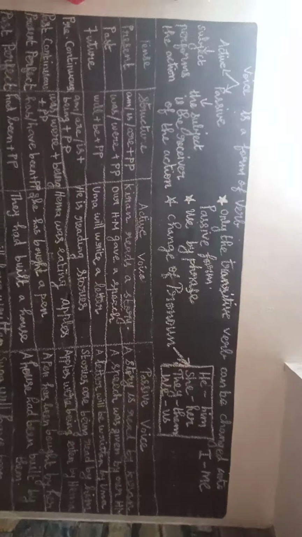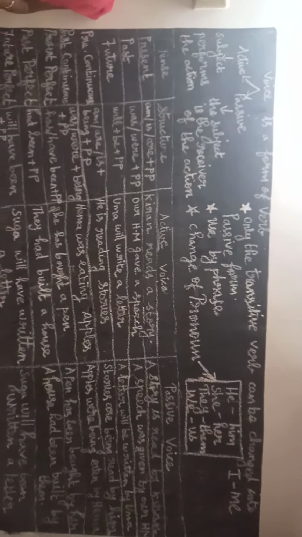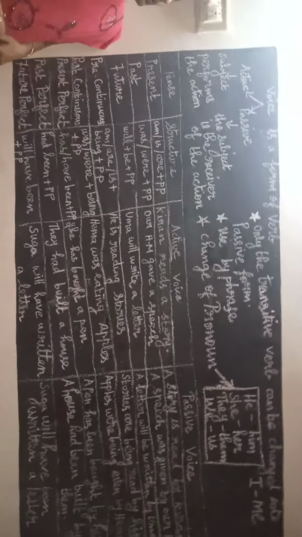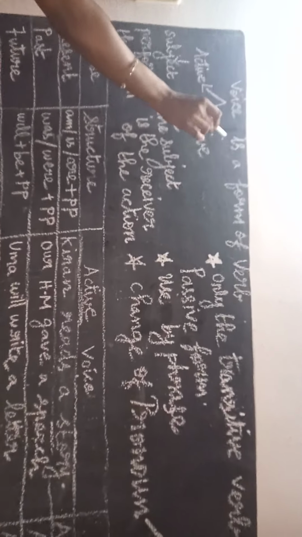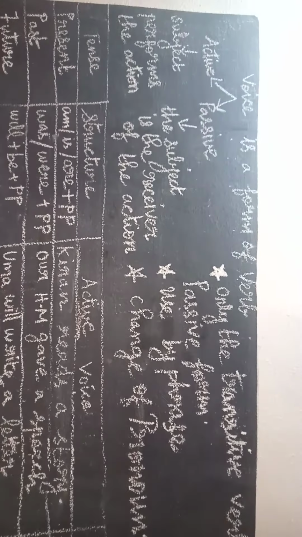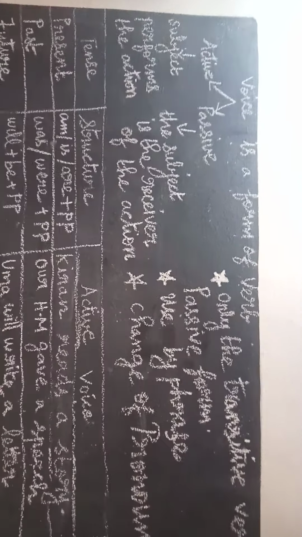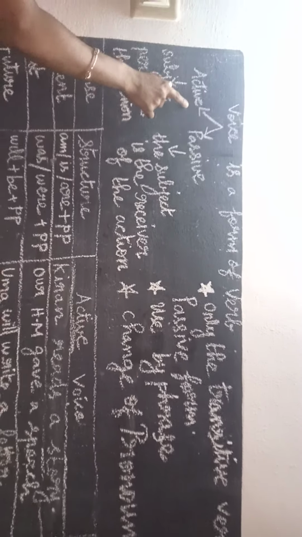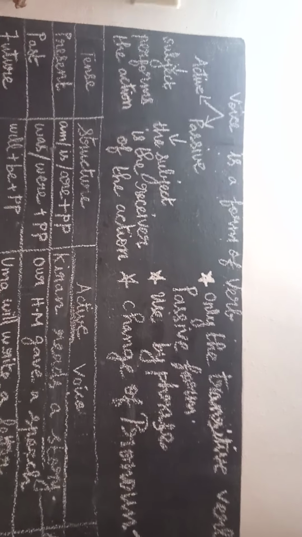Today we are going to see about active voice and passive voice. Are you ready? This is the ninth video of Nila's Kalvichole. What is voice? Voice is a form of verb in the English language. There are two types of voices: one is active voice and another is passive voice.